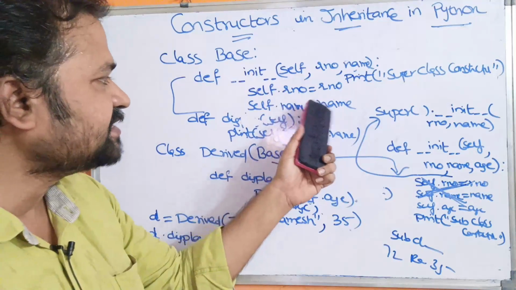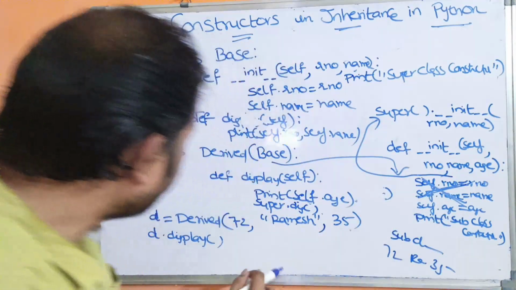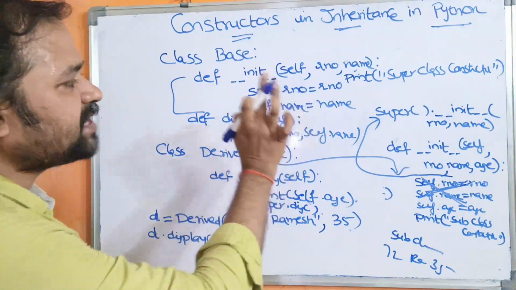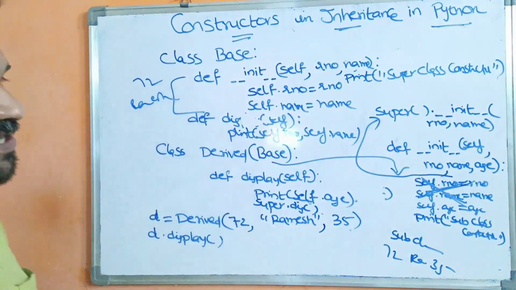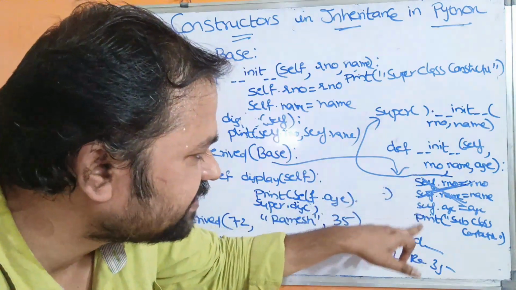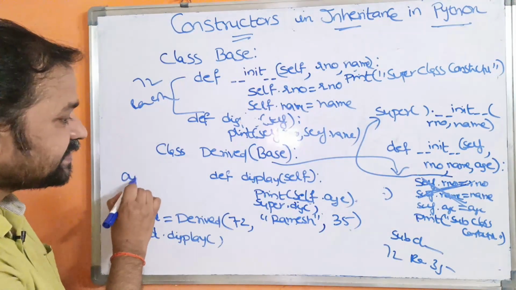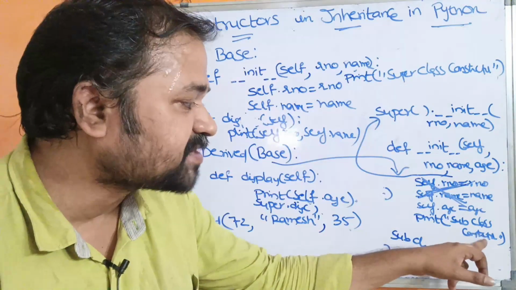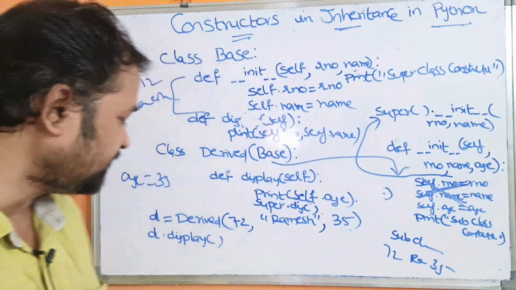Next, roll number initialization and name initialization was done. What is roll number here? 72 and Ramesh. Now roll number contains 72, name contains Ramesh. Then after that, the remaining statements are executed. self.age = age. What is the age? We passed 35. Now age contains 35. Print of subclass constructor. So the subclass constructor message will be displayed.